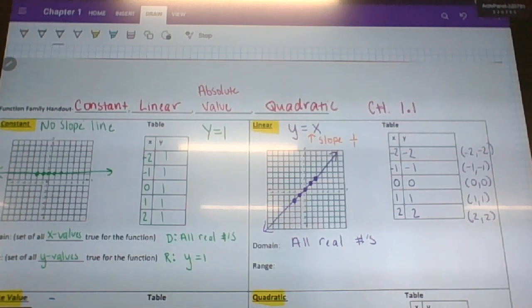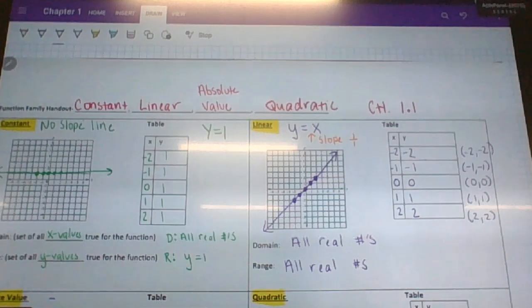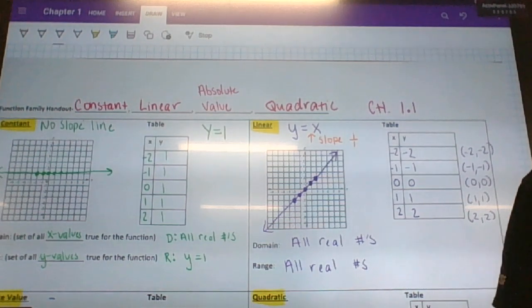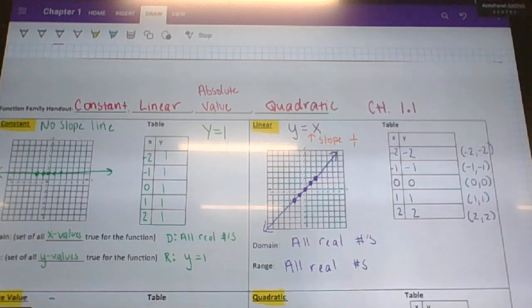The range is going up and down forever, so it's going to hit every y value. So the range is also all real numbers. We're doing good. I'd like to show you a more advanced way to write all real numbers.